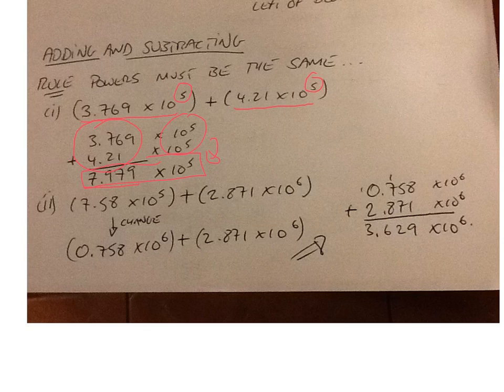Okay. On the other hand, the second example, I have 7.58 by 10 to the 5 plus 2.871 by 10 to the 6. I can't press ahead there. I must change 7.58 by 10 to the 5, so it's some value by 10 to the 6, and I do that by moving the decimal point one place to the left to give me 0.758 by 10 to the 6. Now I can add 0.758 to 2.871, which I'm doing here, and that's 3.629 by 10 to the 6. And it's the same method if you're doing subtraction.